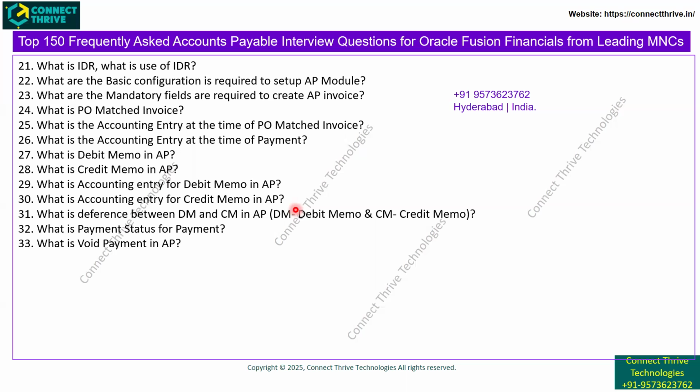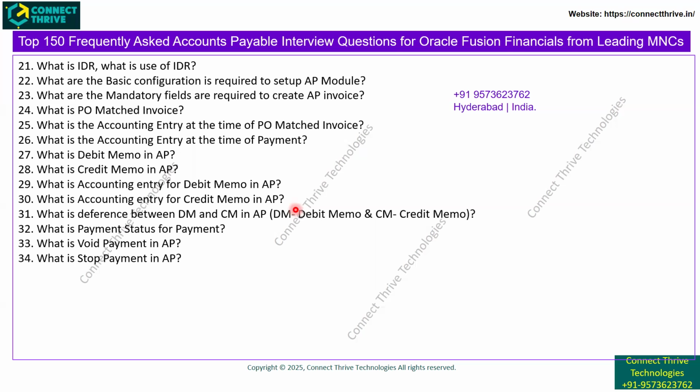That means we are reversing the payment, we are cancelling the payment. Then we can go and make the required changes at the invoice level if it is allowed. If it is not allowed, you can cancel the invoice, create a fresh invoice with the appropriate information, and then make the payment again. So that is a void payment. Simply, we are cancelling the payment.